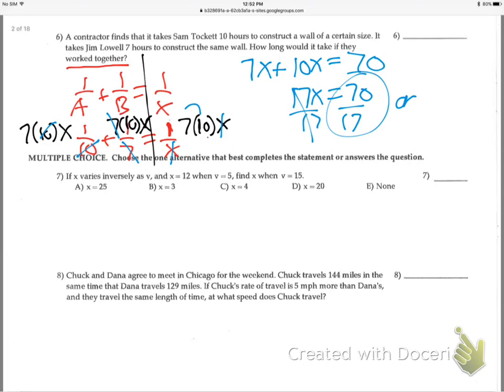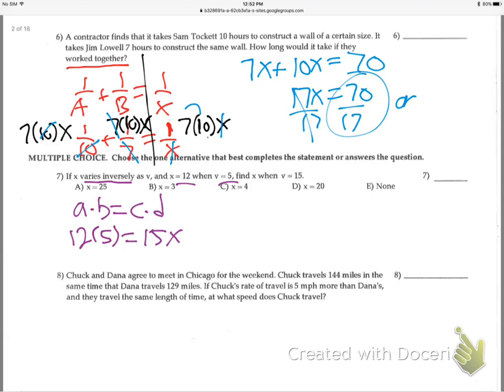All right, number 7, varies inversely. Varies inversely. What do you do with that? That's A times B is C times D. That's side-by-side multiplication, right? Varies directly as two equal fractions, varies inversely as side-by-sides. So we go, okay, 12 times 5 equals 15 times X. Yeah, it is X. 12 times 5 is 15 times X.